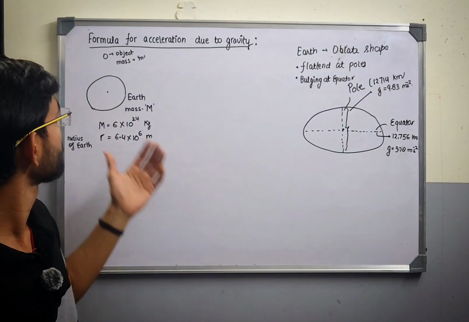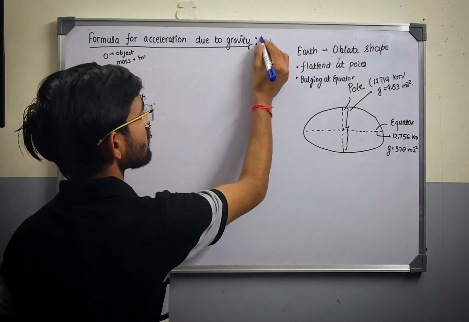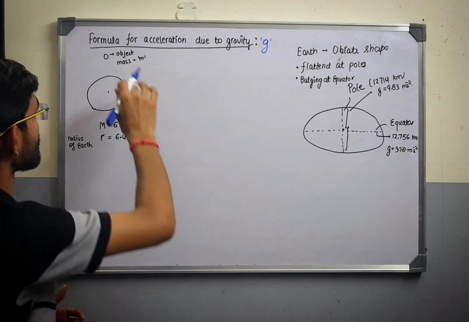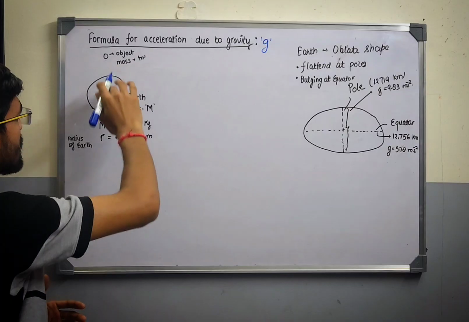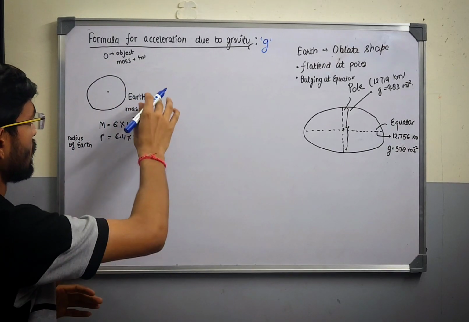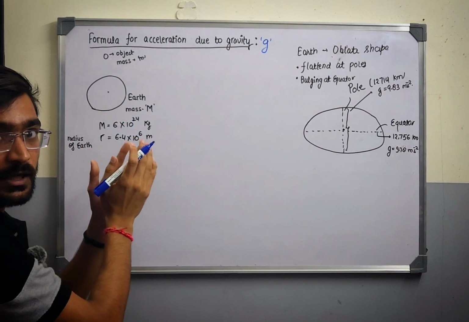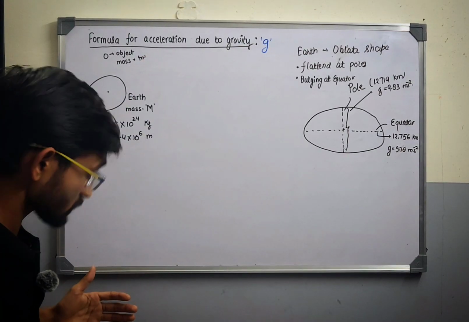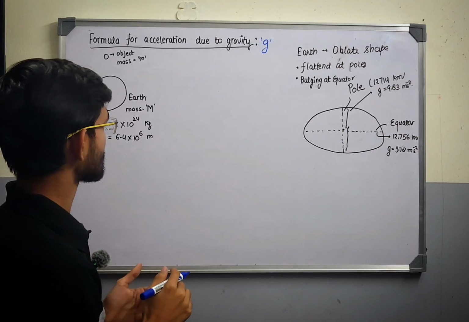Now we have to derive the formula of acceleration due to gravity, that is g for earth. We can write now. We have one object which is at some distance from earth, and this is earth. Its mass is capital M, and its value is 6 into 10 raised to power 24 kg, and the mass of the object is small m, and the radius of earth is 6.4 into 10 raised to power 6 meter.